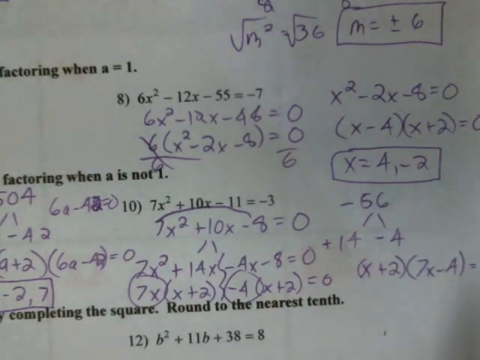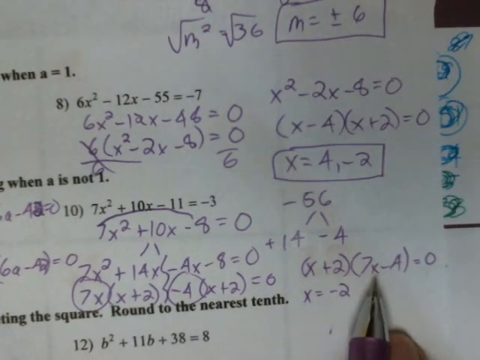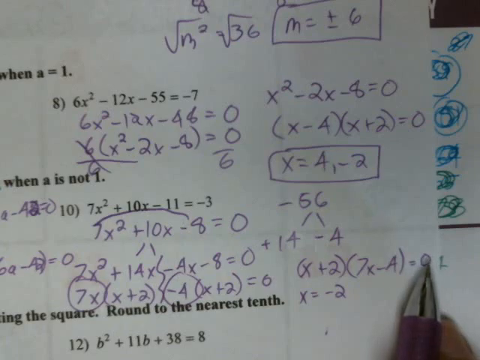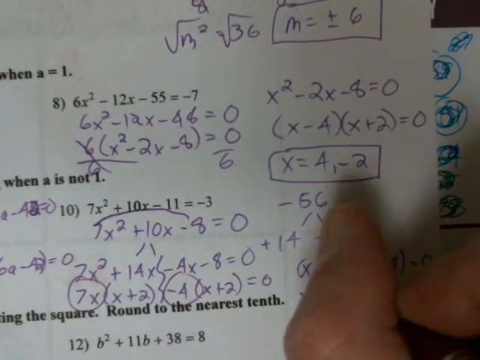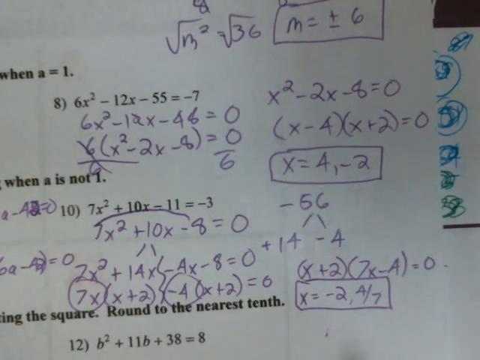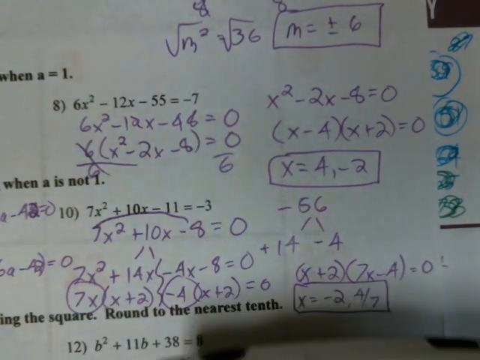Now this one, I can flippy flip. x equals negative 2. This one, I need to solve. Move the 4 to the other side, divide by 7. I get 4 sevenths. Okay, let's check that. That's a fraction. I want to show you guys how to check that. That can be a little bit tricky.